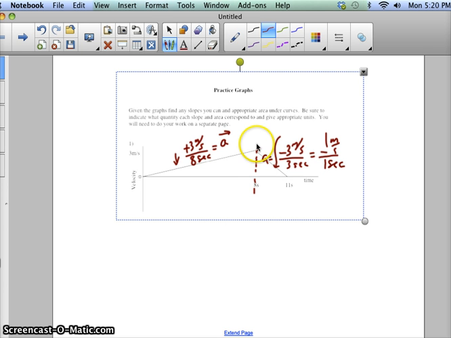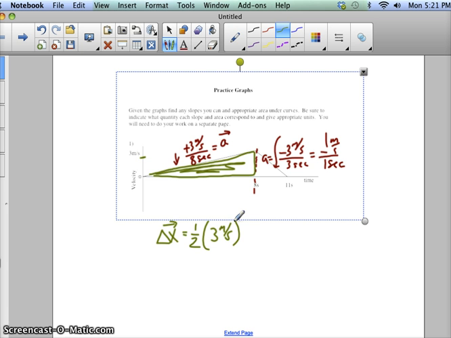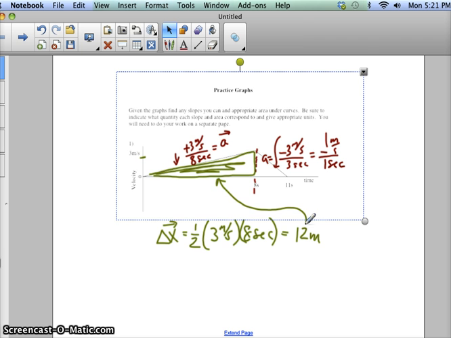Then I suppose we want to find this area right here. This is a triangle. And since this is a velocity graph, the area is going to be our displacement, which has direction to it. So it's going to be 1/2. Final velocity looks like it's 3 meters per second right there. So 3 meters per second times 8 seconds. So that's going to be 4 times 3, which is 12 meters. So that's this green triangle.